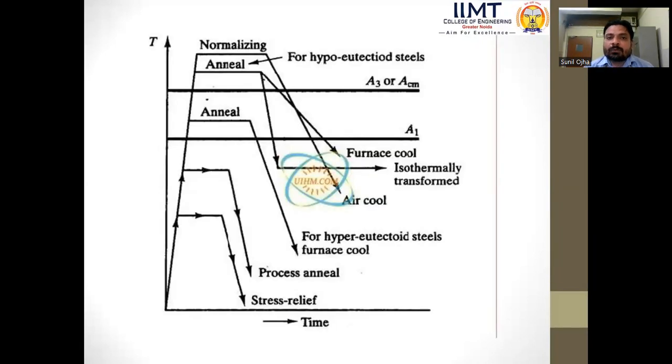All these things we have to summarize in this time and temperature versus time diagram. Stress relief annealing, then process annealing for hypoeutectoid steel, and annealing inside the furnace cool, isothermal transformation, and this is the normalizing process. So this is the diagram in which all the annealing processes are shown.